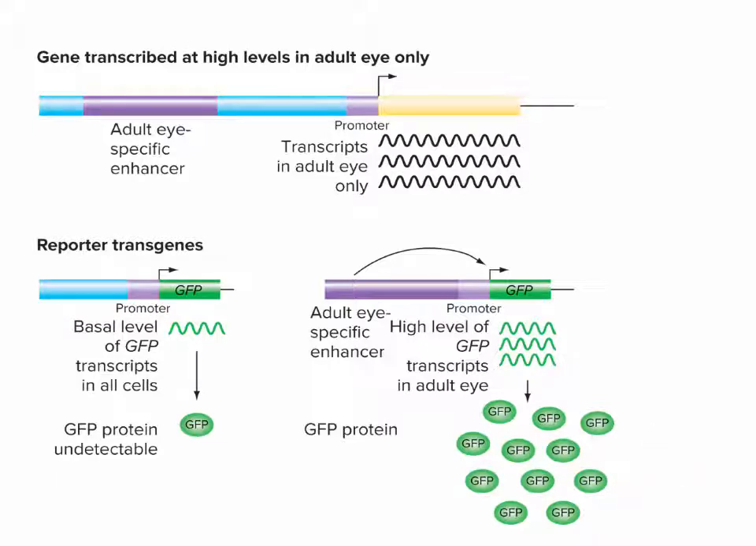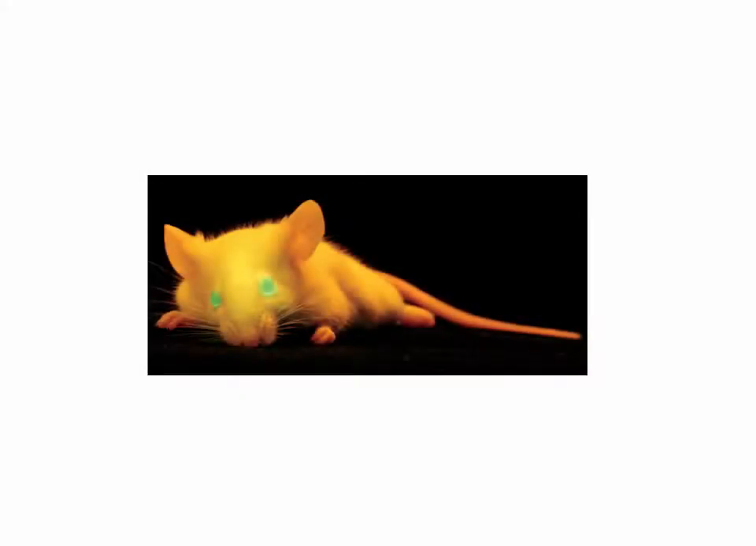Scientists who first performed experiments like these found that the mice that expressed GFP did so in a pattern corresponding to that of the gene that the enhancer came from. For example, the enhancer of a gene transcribed in the adult eye will express GFP in the adult eye. The reason is that enhancers control the developmental time and cell type of gene transcription.